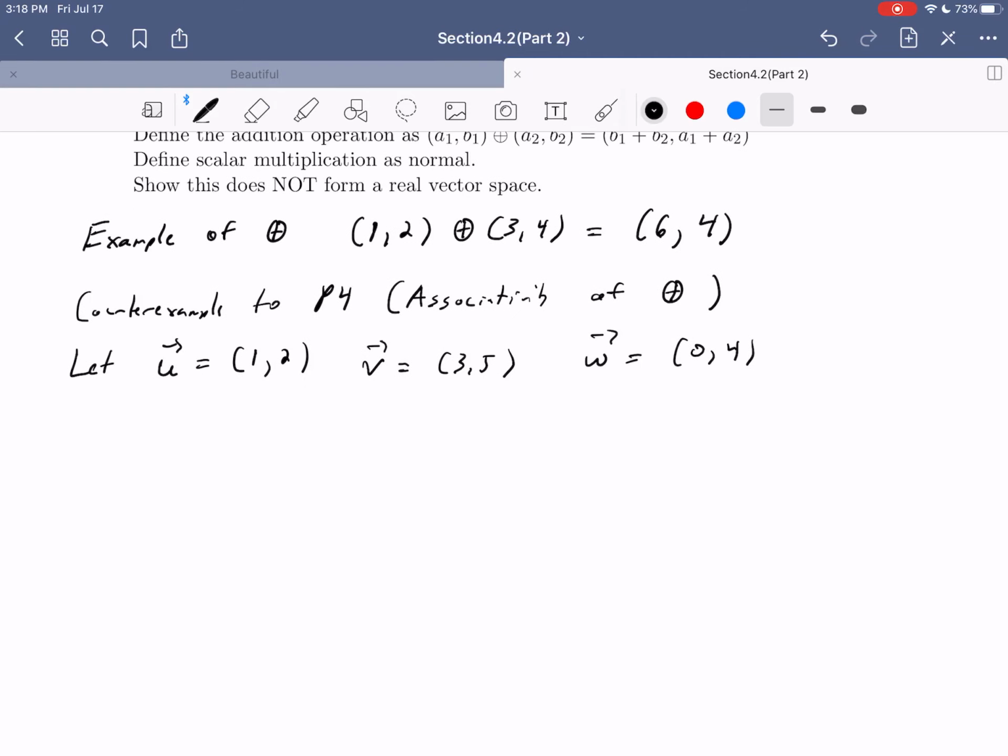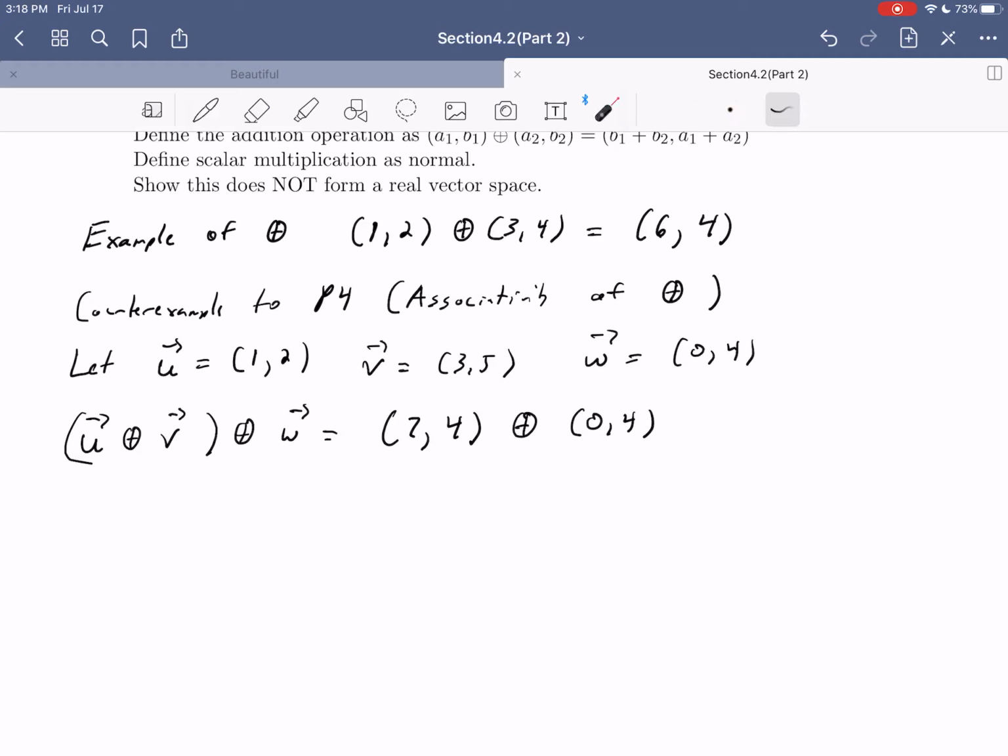equals (0, 4). So let's look at U plus V, and then add W. That would be adding these two first, which would mean that we would add the second components and put them first. So that would be (7, 4). And then we'd be adding that to (0, 4). And then that would mean, again, we'd take the second components, add them, and put it first. So it looks like we'd get (8, 7).